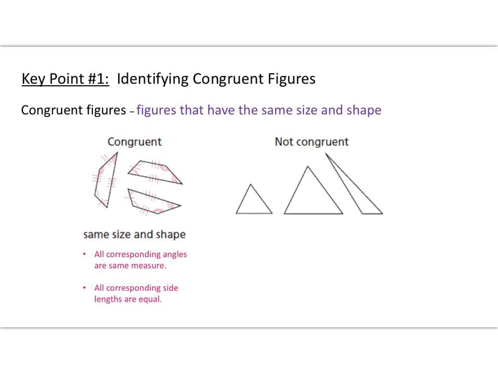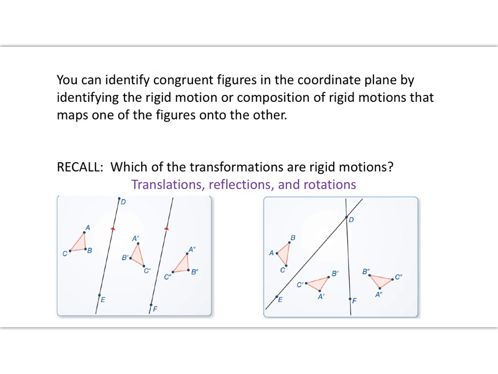So same size, same shape are congruent. And if they are different sizes or shapes, they are not congruent. All right, you can identify congruent figures in the coordinate plane by identifying the rigid motion or a composition of rigid motions that maps one of the figures onto the other. Let's recall, which of the transformations are rigid motions that we've learned so far? That's translations, reflections, and rotations.